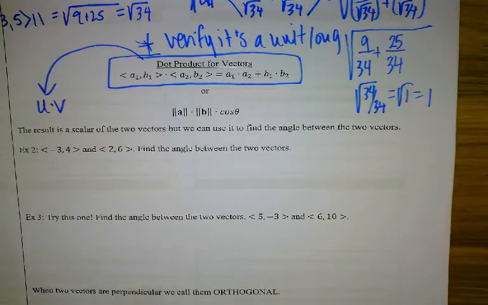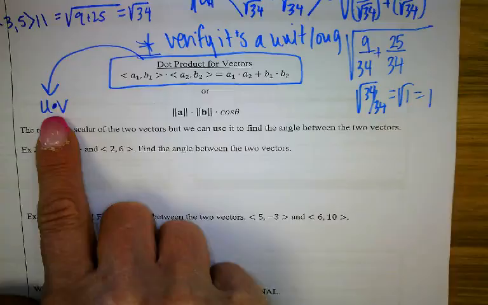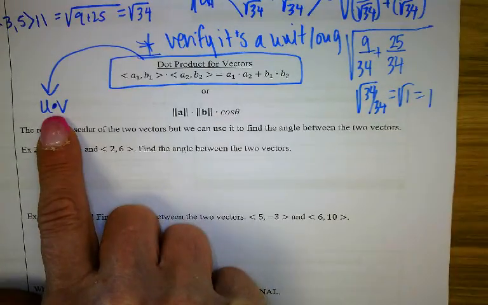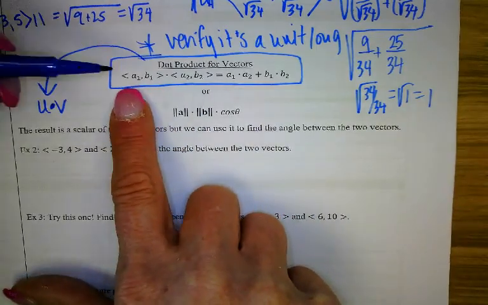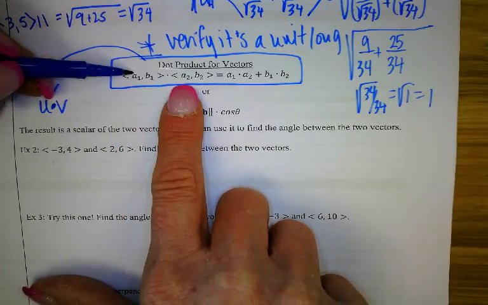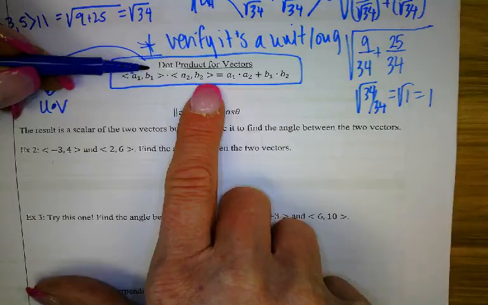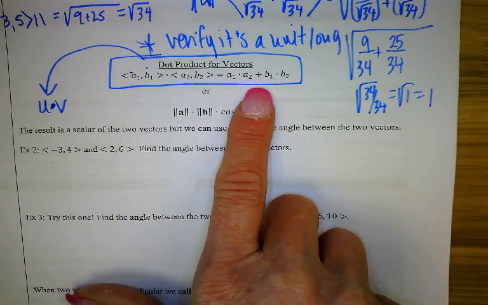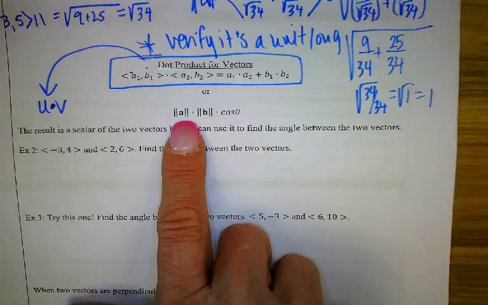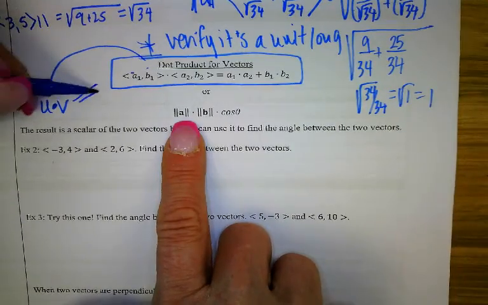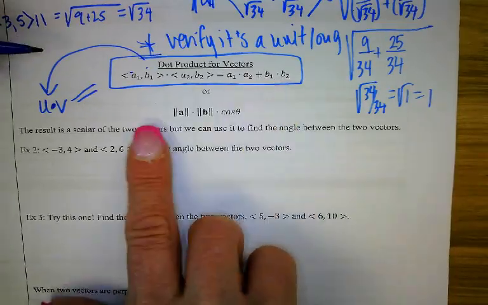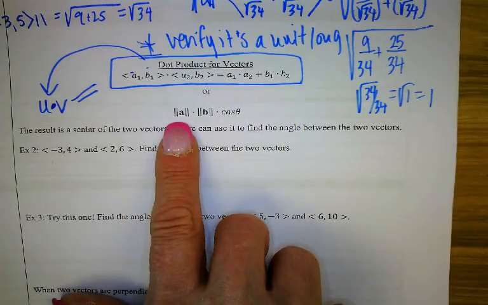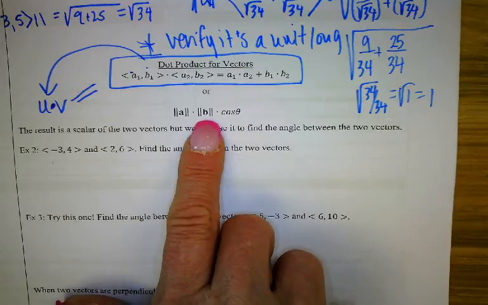The dot product is either like you multiply the x components, you multiply the y components, and then you add them together. Or another formula for the dot product: the magnitude of vector A times the magnitude of the second vector times the cosine of the angle between them. So these are just two different ways to find the dot product.